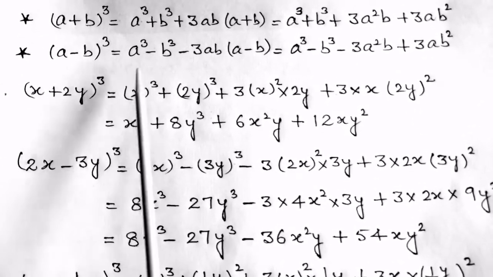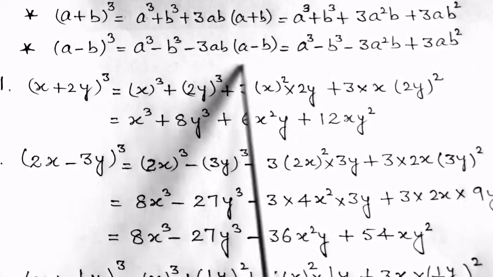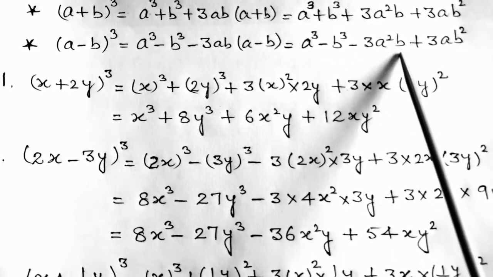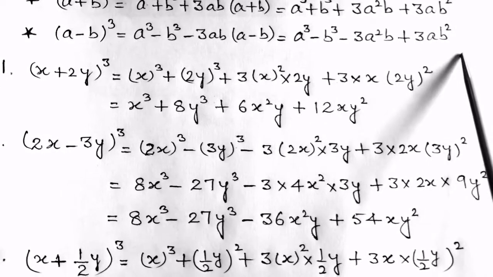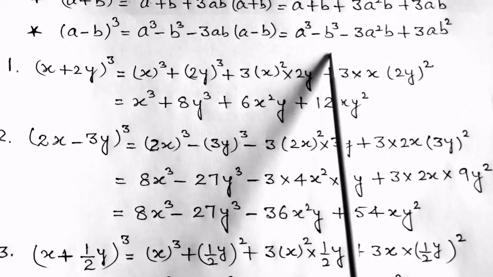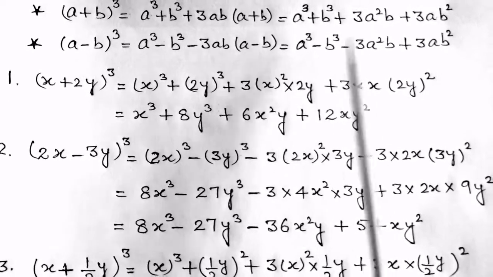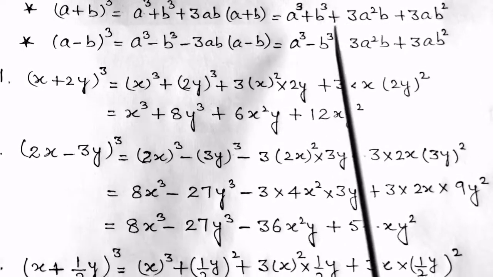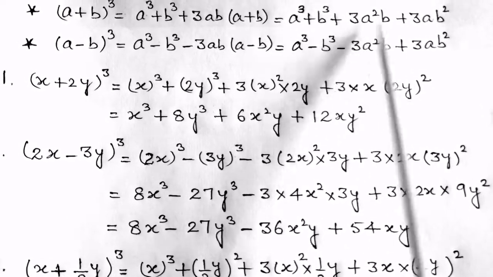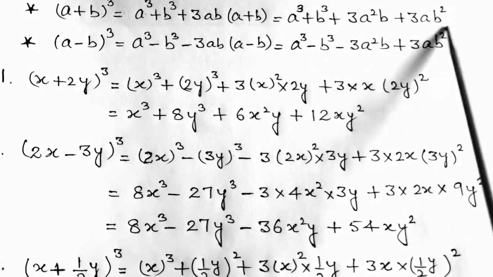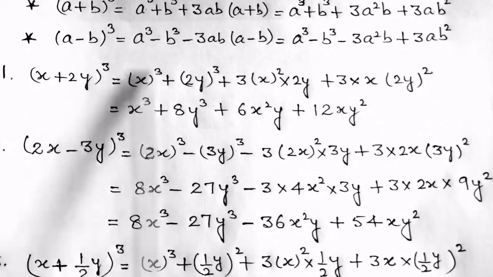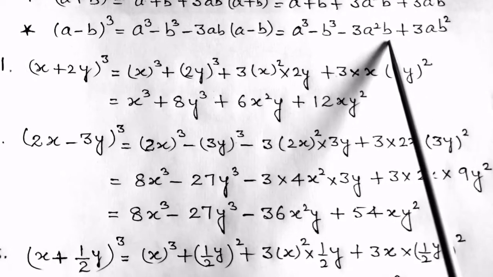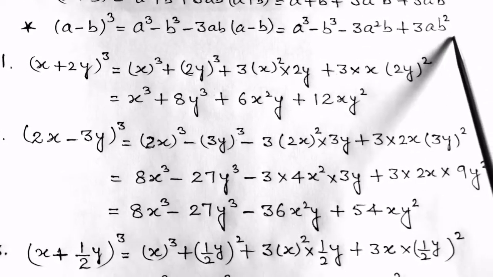Similarly, (a − b)³ is a³ − b³ − 3ab(a − b), or if you open the bracket, a³ − b³ − 3a²b + 3ab², right? Now here again you can use the simpler method, that is when you are expanding these: cube of first plus cube of second plus 3 into square of first into second plus 3 into first into square of second. And if you have a minus sign, cube of first minus cube of second minus 3 into square of first into second plus 3 into first into square of second.